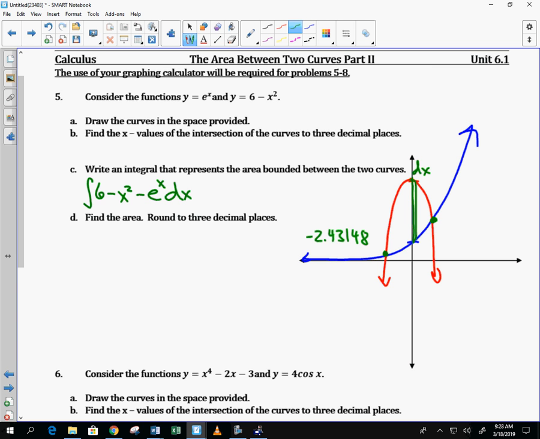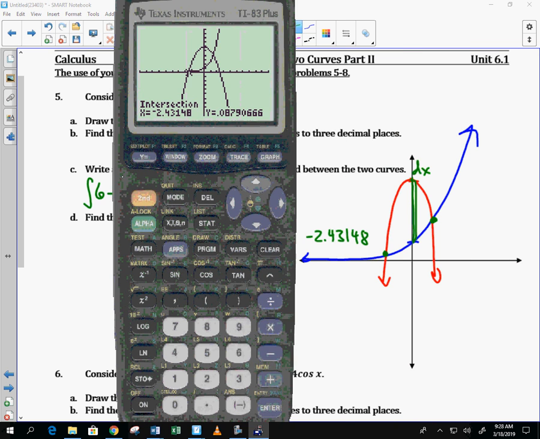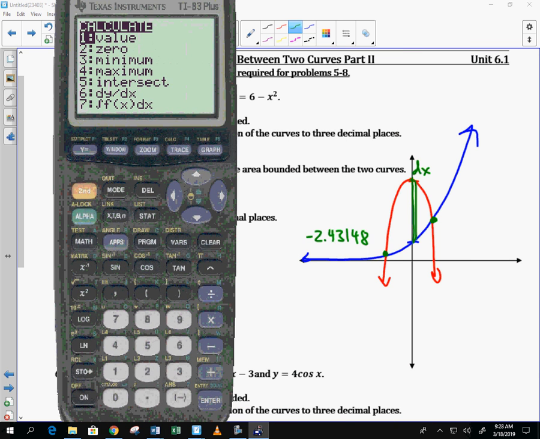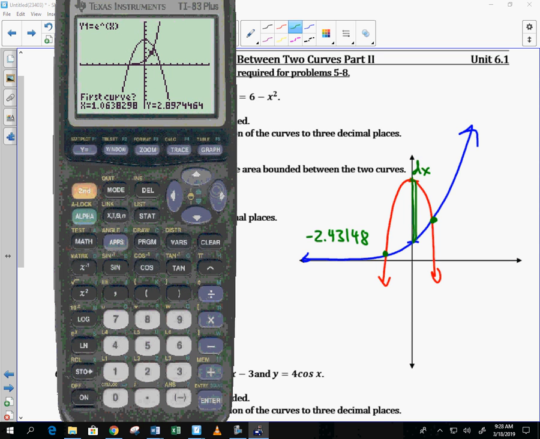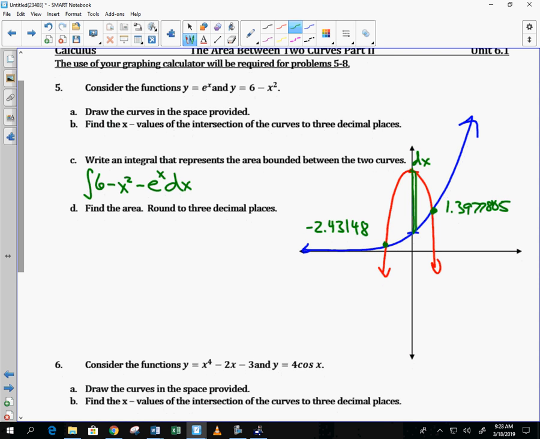Okay, now we're going to do this one over here. So I can calculate intersection number 5. And I need to move closer to that intersection spot. I press enter and enter, and enter, I guess. I get 1.39778. There we go. Those are my bounds. So negative 2.43148 and 1.3977805.